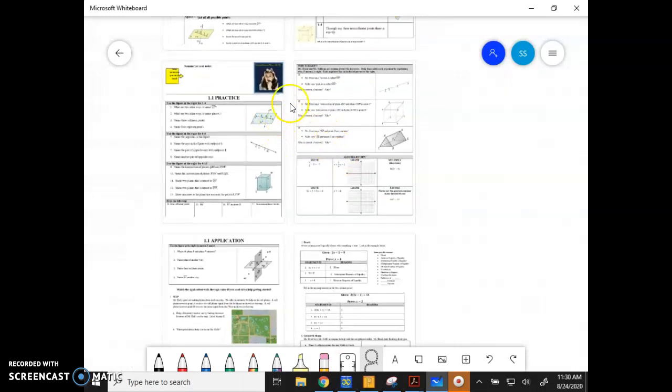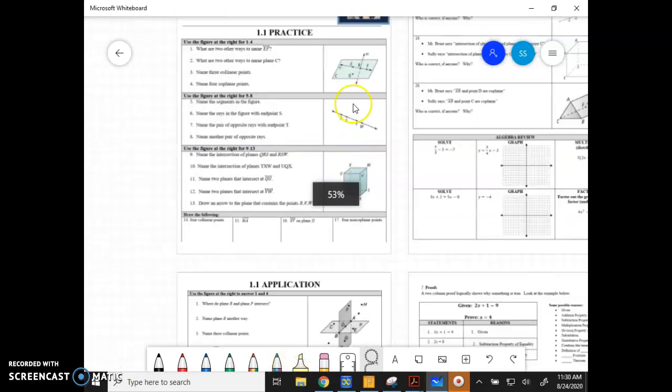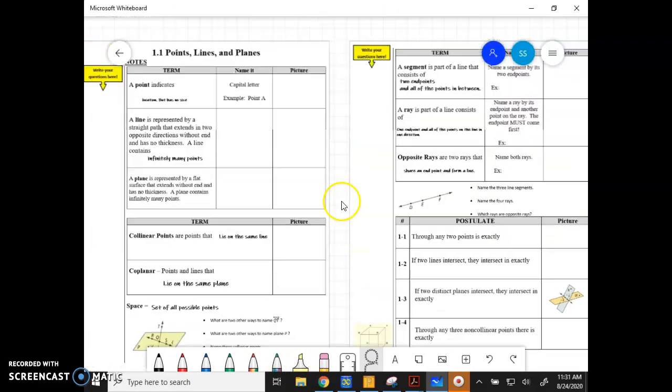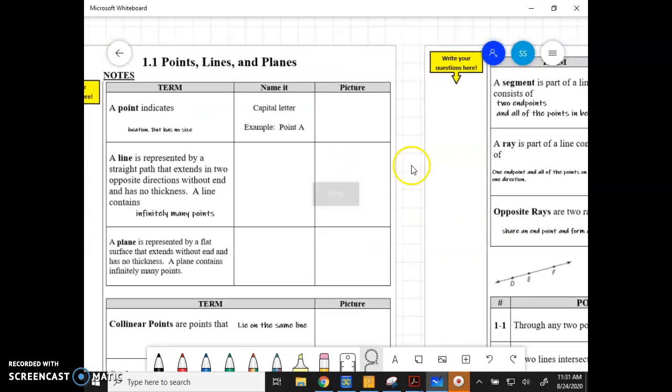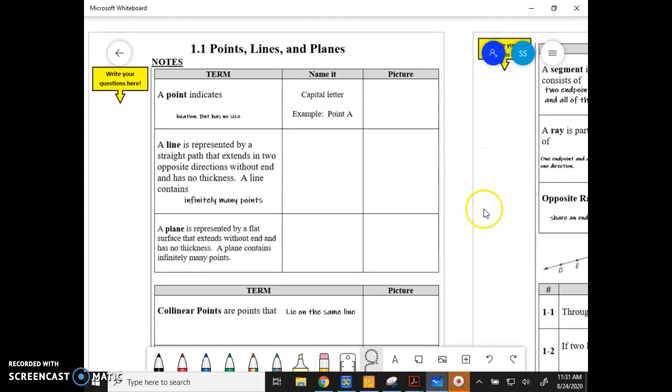All right, so the first thing we need to do is go through some vocab that we're going to be using. On your packets, you will need to finish out. I got these things started for you, but you're going to need to finish it up and write this stuff down. So a point indicates location, but it has no size. We're just going to name it with a capital letter, as an example, point A, B, C, and what have you.